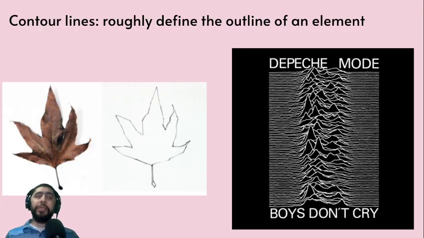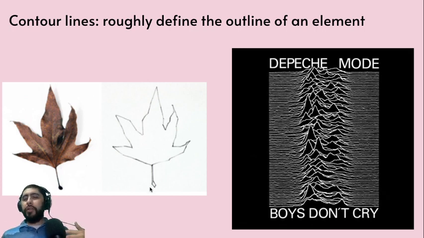Contour lines. So these roughly define the outline of an element. I just read the slide. That's a major sin. I apologize. But there's no better way to put it. So this isn't a contour line here. This is a picture of a leaf. But the contour line of this is the outline that defines what the leaf is.